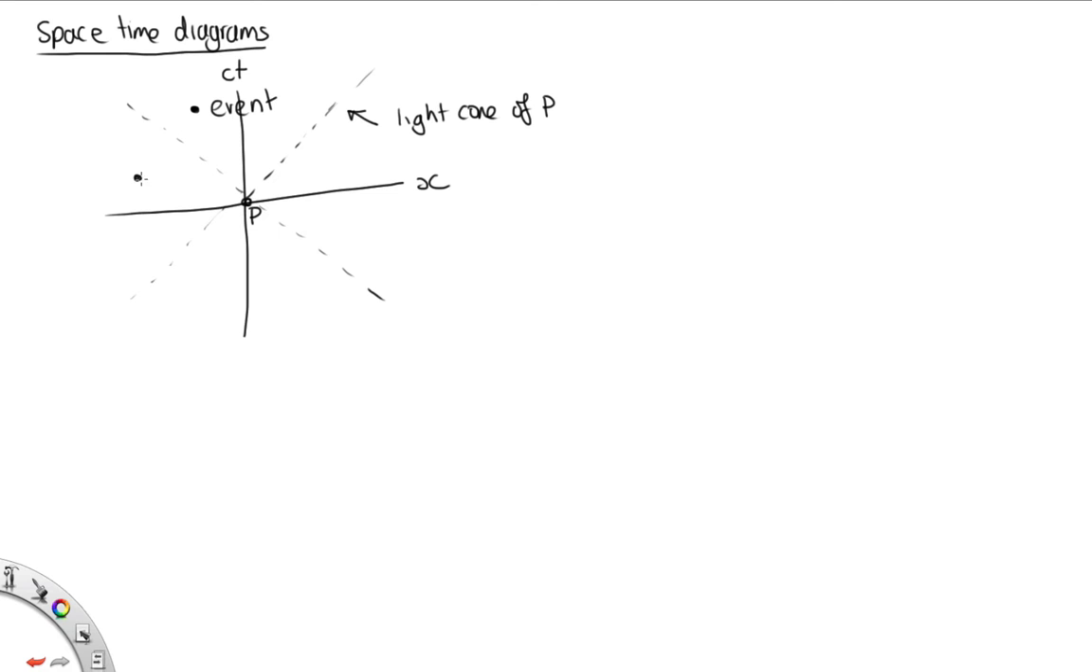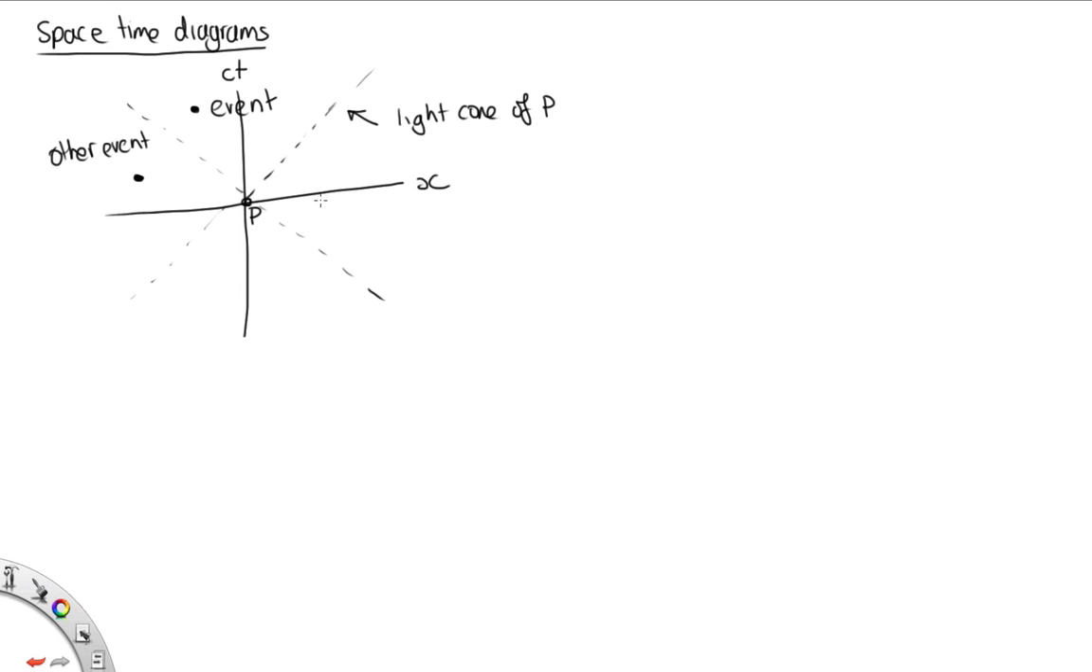Now, let's imagine some other event outside the light cone of P. Now, there is no way for light or any other signal to travel from P to this other event. There just isn't time because nothing can go faster than the speed of light. So P and this other event are not causally related.